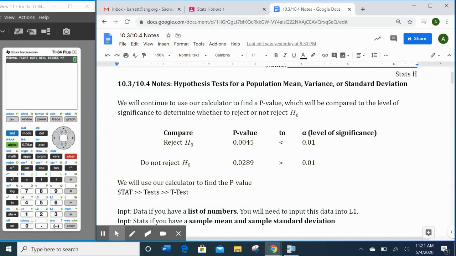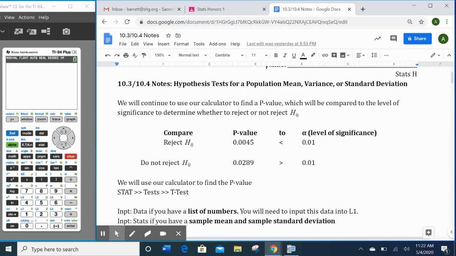We are going to combine 10.3 and 10.4 into the notes this week, so there will be one assignment and one note packet. So we are still going to be doing hypothesis tests, but this time instead of for a proportion, it's for mean, variance, or standard deviation.